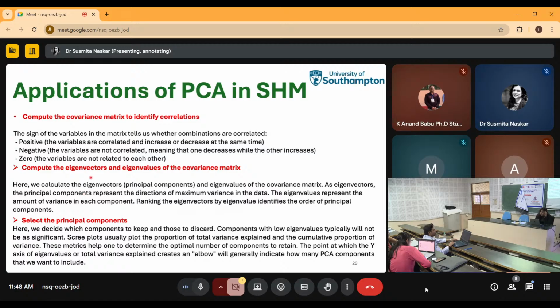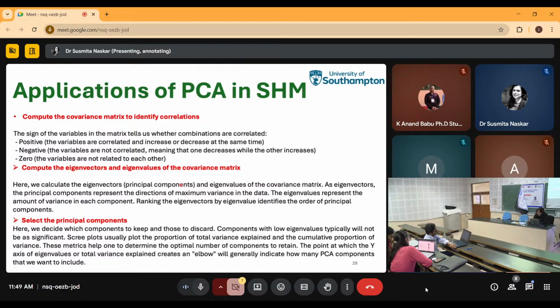Then what we do is compute the eigenvectors and the eigenvalues of the covariance matrix, okay? So we calculate the eigenvalues, we calculate the eigenvectors. Eigenvectors give the directions of maximum variance. That means these become our principal components, whereas eigenvalues tell us how much variance each of these principal components can capture. That's the reason we calculate eigenvalues and eigenvectors, correct? And by ranking the eigenvectors according to their eigenvalues, we can prioritize which components are important. Clear?